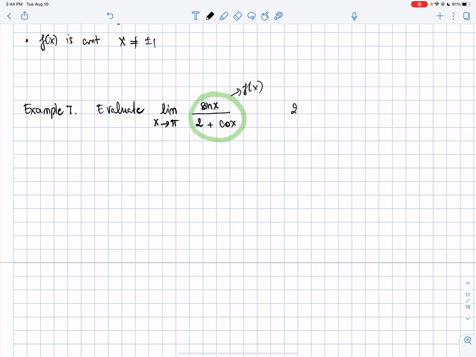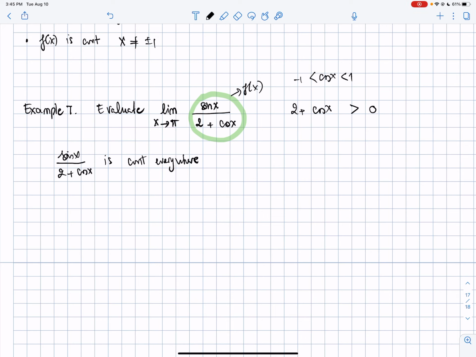Because in the bottom you see 2 plus cosine of x, and the cosine of x is between negative 1 and 1. So when you plug in any value of cosine of x between negative 1 and 1, this will always give you an answer greater than 0. So that's why the function f of x, which is sine of x over (2 plus cosine of x), is continuous everywhere.